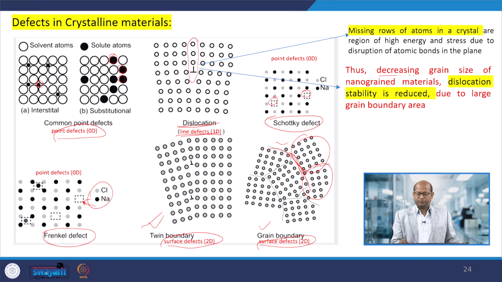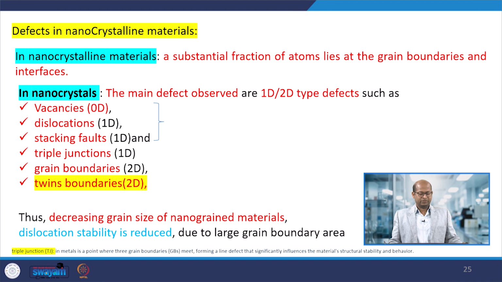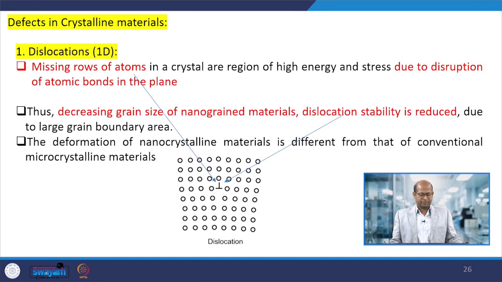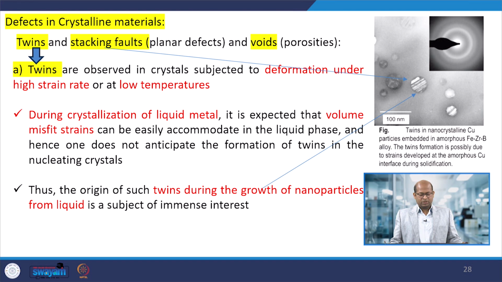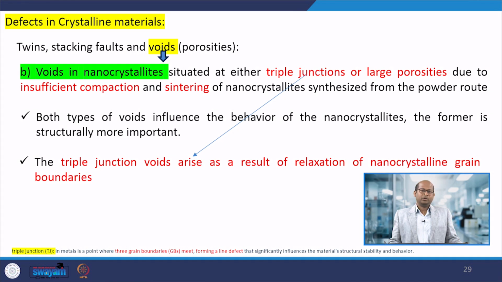If we are able to decrease the grain size into nanograins, then we can reduce this type of dislocation stability. These are things we have already discussed. In nanocrystalline materials also, these types of defects are present, and we can eliminate them by changing the grain size of the material. Here are the twins, stacking faults, and voids, which are also present.